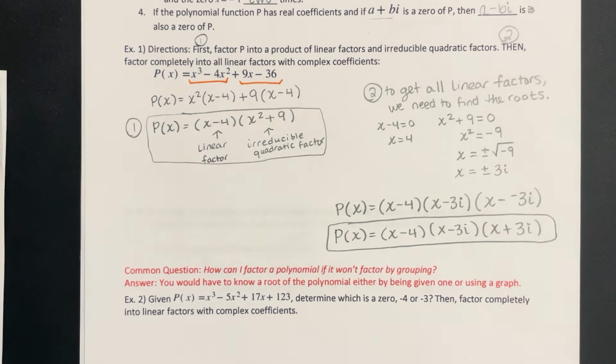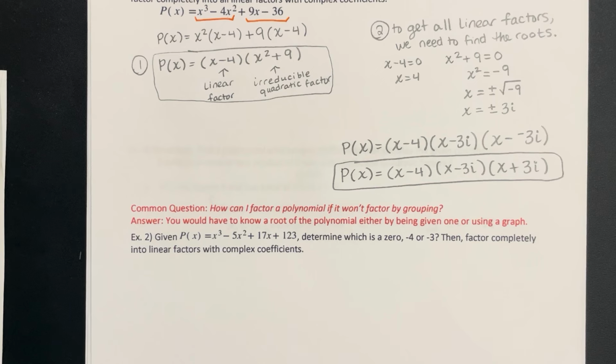Now, a common question is, how can I factor a polynomial if it won't factor by grouping? So we've had different strategies for factoring, and one of the new ones is factoring by grouping. But the answer to that question is that we wouldn't know. We would have to know some other root of the polynomial, either by being given a graph or just by being told one of the roots, so that we could use it to find other factors.